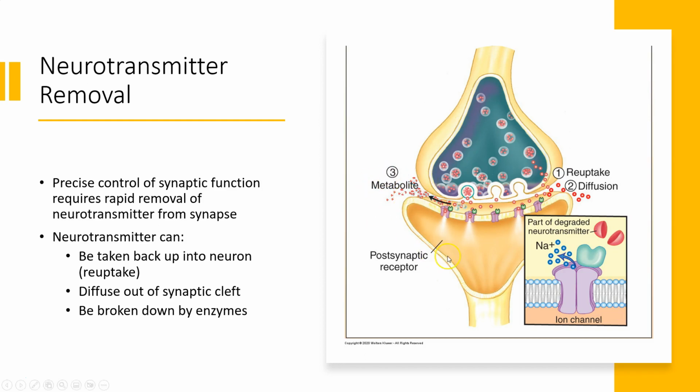These three mechanisms are important ways to make sure we can turn off these neuronal signals when needed. And this is our brief overview of the structure and function of the nervous system.